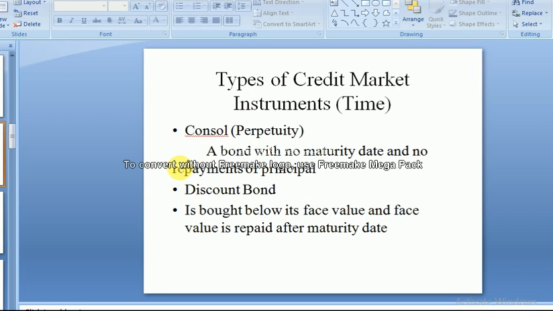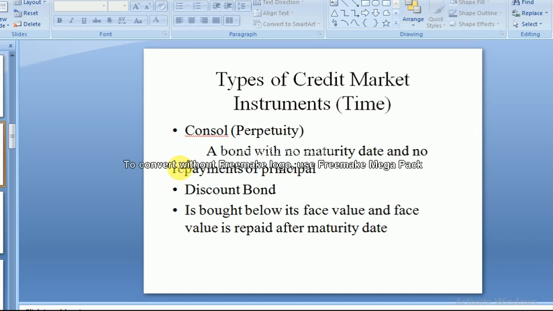Consol or perpetuity bond is a type of bond which is issued with no maturity date and no repayment of the principal amount. Consol was originally short for consolidated annuities, but subsequently came to mean consolidated stock. The name was given to certain government debt issues in the form of perpetual bonds, redeemable at the option of the government, and they were issued for the first time by the Bank of England and the US government. The first British consol bonds were issued in 1751.